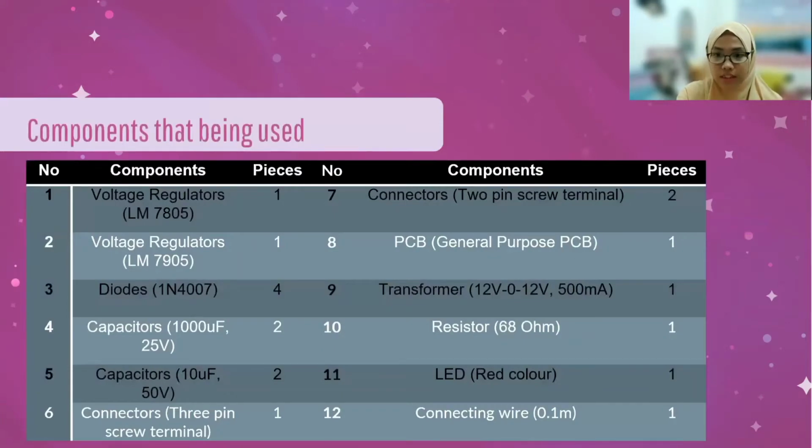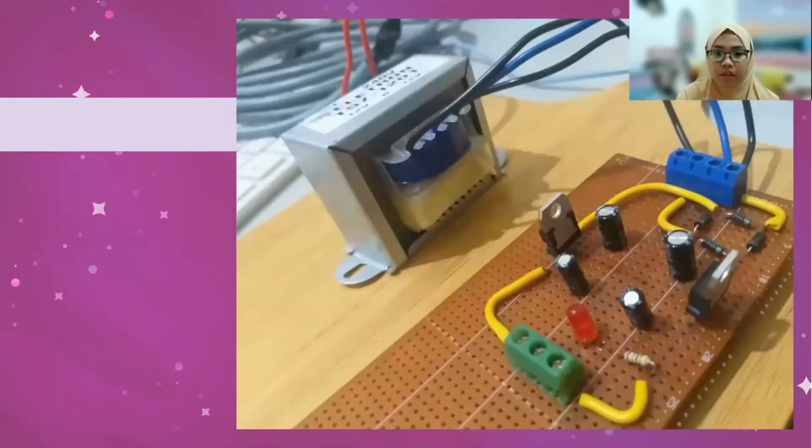So the components that are being used in this project are the voltage regulator itself, LM7805, one; voltage regulator LM7905; diodes 1N4000, four of them; capacitors 1000 microfarad, 25 volt; capacitors 10 microfarad, 50 volt; connectors, 2 pins per terminal; PCB; transformer of 12 volt and 500 milliampere; resistor of 68 ohms; LED, which is in red color; and the connecting wire. So these are the components that we are using in our project.